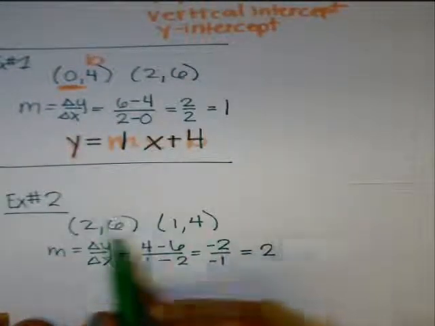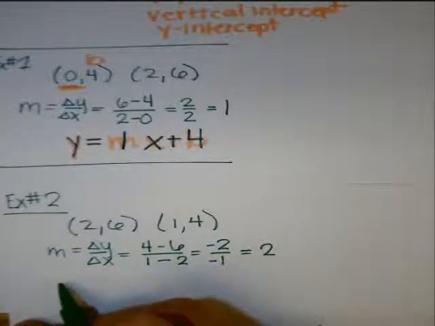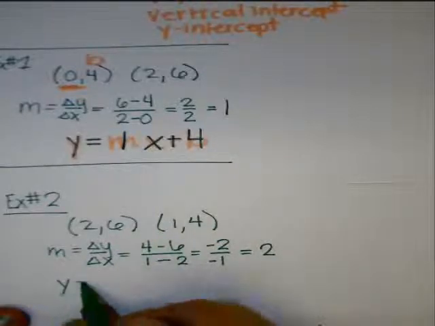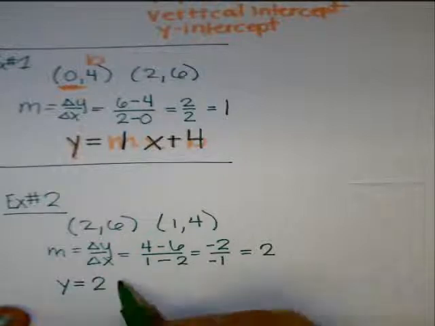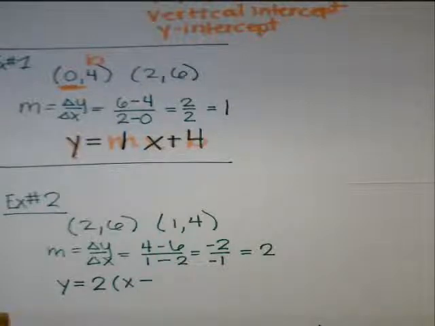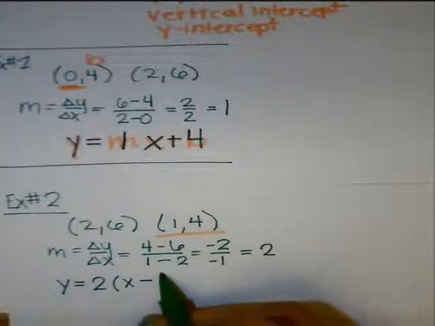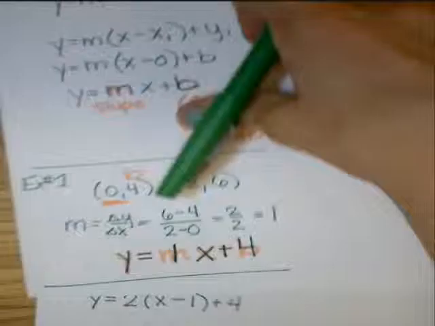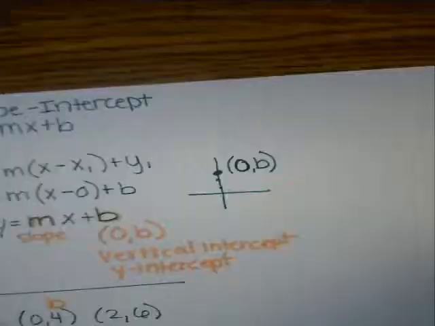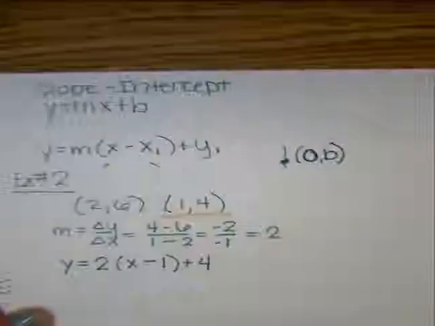So since I don't know my y-intercept, let's go ahead and write the point-slope formula. I've got y equals 2 times (x minus x1), so x minus, doesn't matter which point you choose, I'm going to do this one for 1, plus y1 is 4. So you can see that I followed that formula right there.